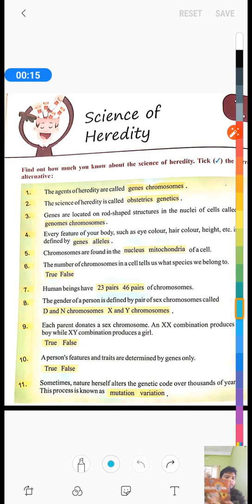This is the book which has been prescribed by the school. I hope that you have taken it, because it will be much easier for you to follow the lesson. So, let's start with today's chapter, Science of Heredity.